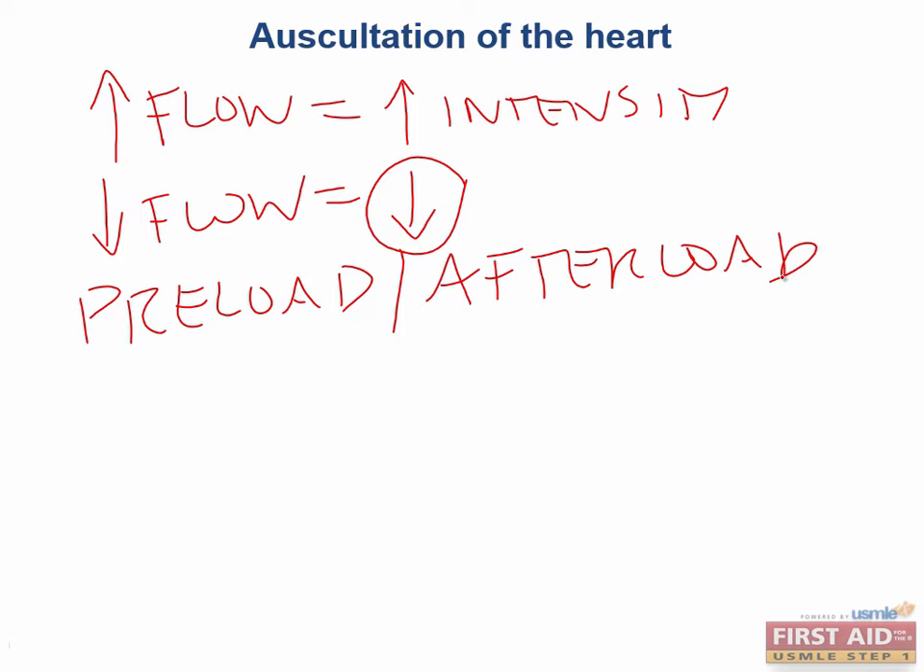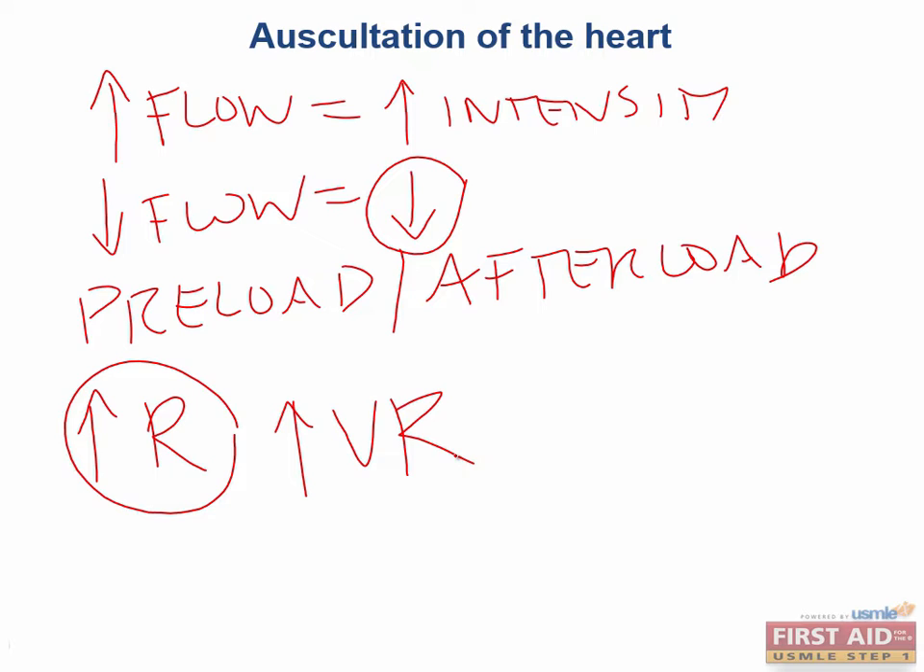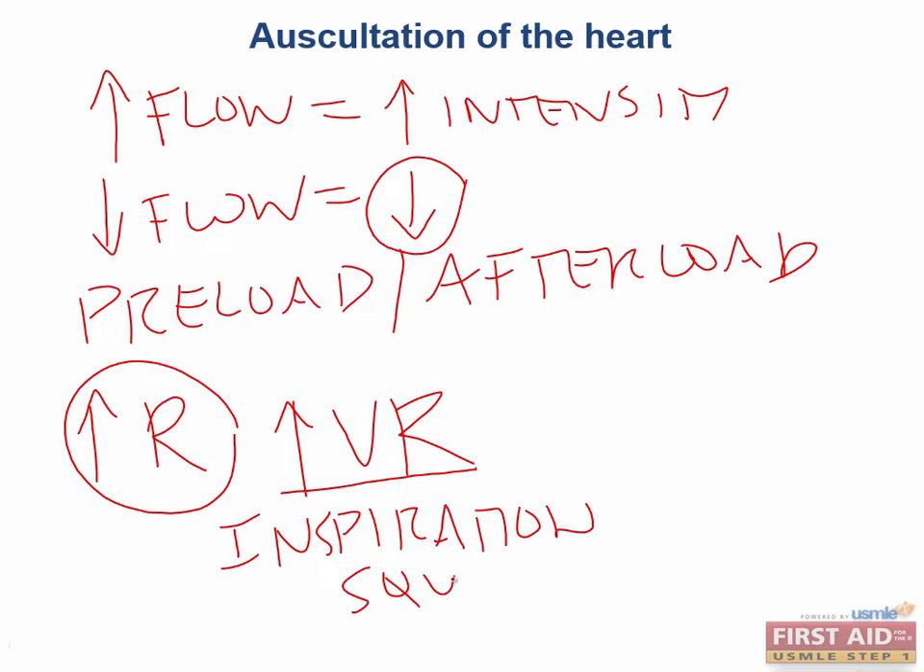Maneuvers such as inspiration and rapid squatting will increase right-sided murmurs because they both lead to an increased venous return. Again, inspiration, creating that negative intrathoracic pressure, leads to an increase in venous return, and rapid squatting will do the same. Again, let's review what inspiration does.